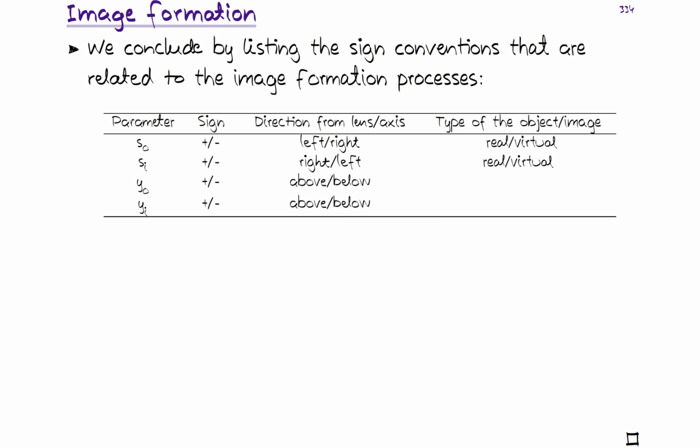But I thank you for your patience. This was a little bit long lecture, but I hope that it was worth it, because we now understand how a thin lens forms an image, and especially for the case that the object point is not on the optical axis anymore.